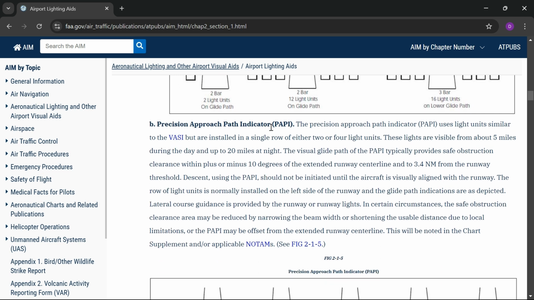Precision Approach Path Indicator, or PAPI. The Precision Approach Path Indicator, PAPI, uses light units similar to the VASI, but are installed in a single row of either 2 or 4 light units. These lights are visible about 5 miles during the day and up to 20 miles at night.